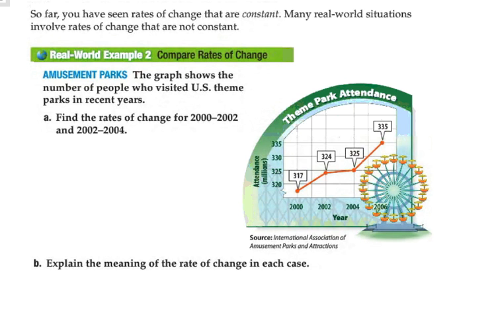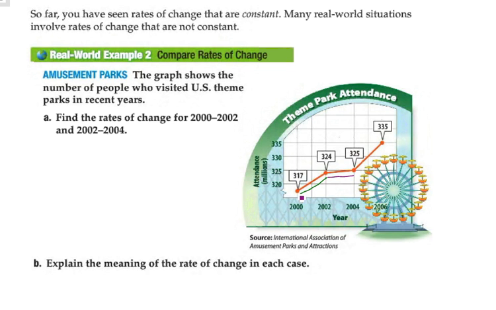It says, so far you have seen rates of change that are constant. Many real-world situations involve rates of change that are not constant. So let's look at this example. It says the graph shows the number of people who visited the U.S. theme parks in recent years. So we're supposed to find the rates of change for 2000 to 2002, so this one right here, and then from 2002 to 2004, so those next couple of years right here. Okay, so let's go ahead and do that.